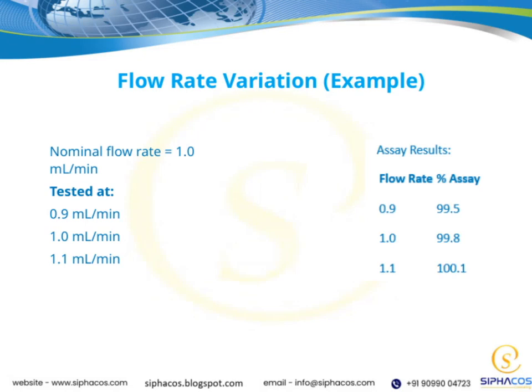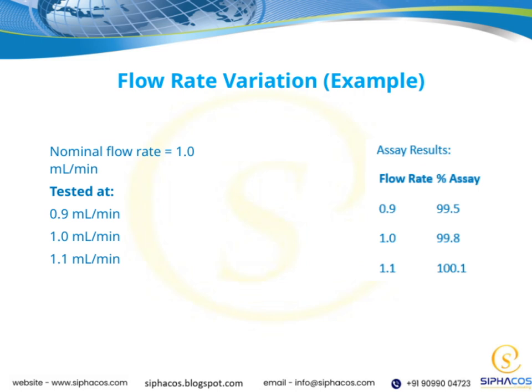Let's take a closer look at flow rate variation, which is a great example of how small changes can impact our system. Here, the nominal flow rate is set at 1 ml per minute, which is our target or standard operating condition. However, in real-world scenarios, slight deviations can occur, so we've tested at 0.9 ml per minute, exactly at the nominal rate, and also at 1.1 ml per minute, just above it. This helps us understand how sensitive the system is to these minor fluctuations.